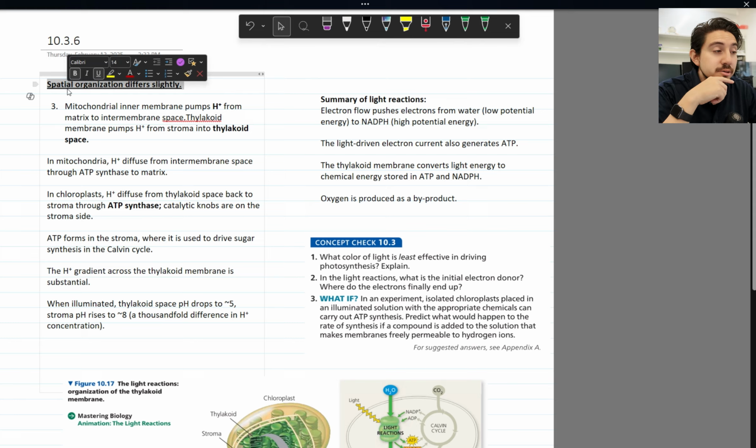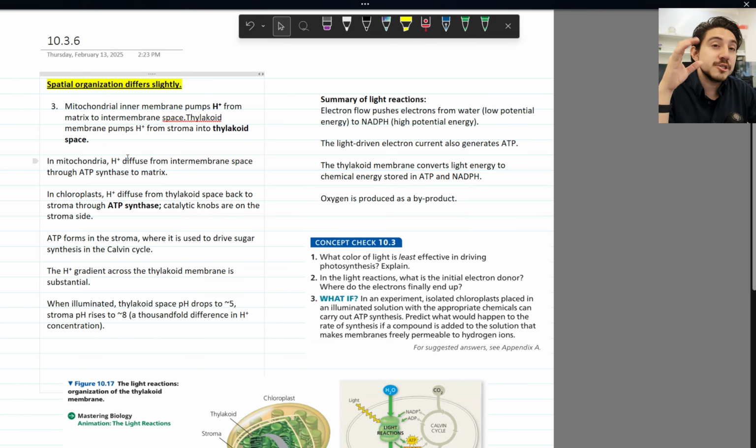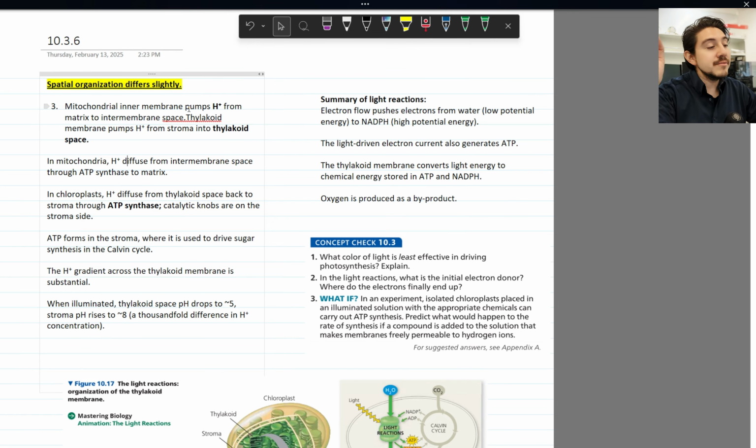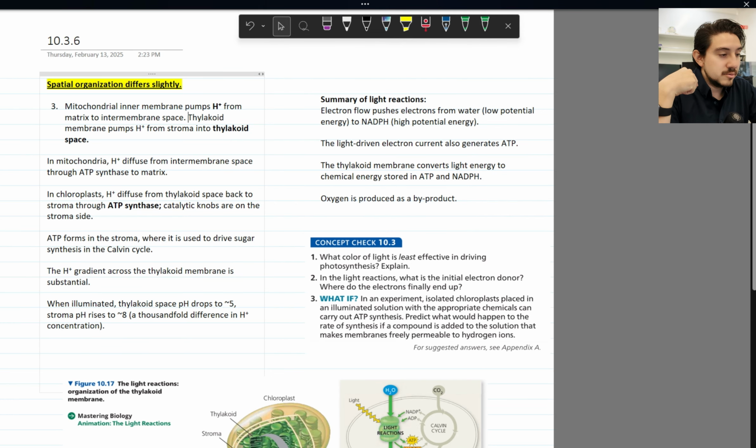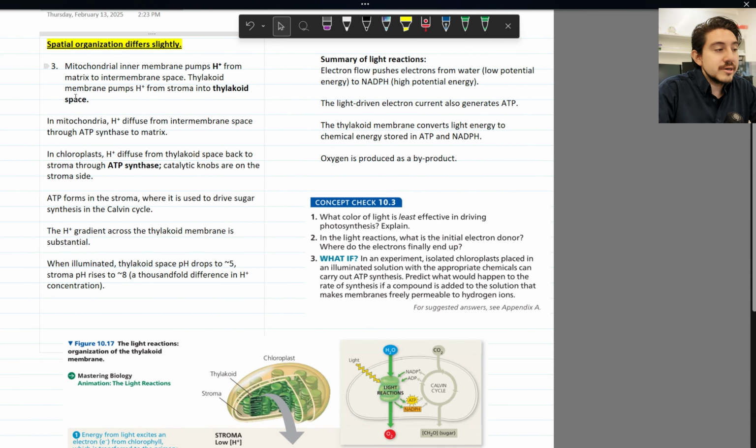Spatial organization also is different. This is what I was talking about in terms of the space. The mitochondrial inner membrane will pump hydrogen plus ions from the matrix into the intermembrane space. So you're going to the outside, and you get that gradient on the outside of the mitochondria. For chloroplasts, the thylakoid membrane pumps hydrogen plus ions from the stroma, from the outside, into the thylakoids. So make sure you understand that particular spatial organization.